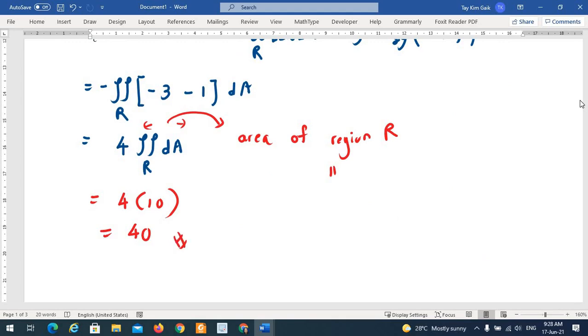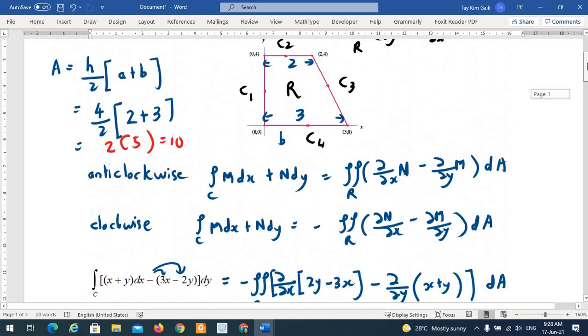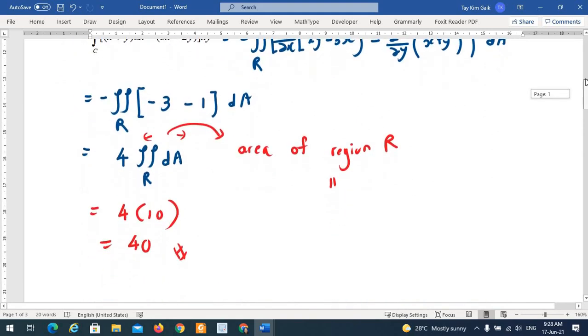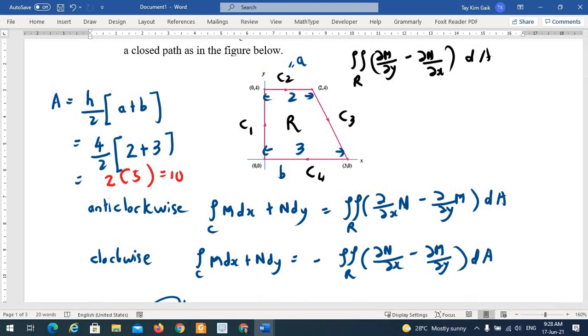If you don't believe it, you can use the double integral to prove that the area is equal to 10. And the original answer I gave is negative 40, because I didn't realize that the orientation is actually clockwise. For clockwise, the answer is negative of the anti-clockwise. So the correct answer should be 40. So any questions on the last question on Green's theorem here?